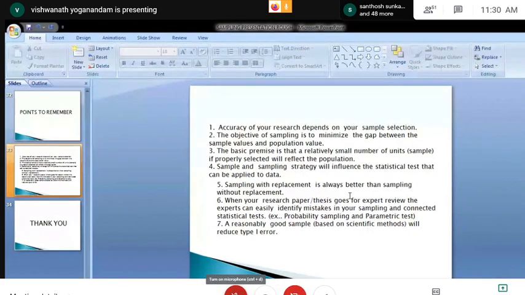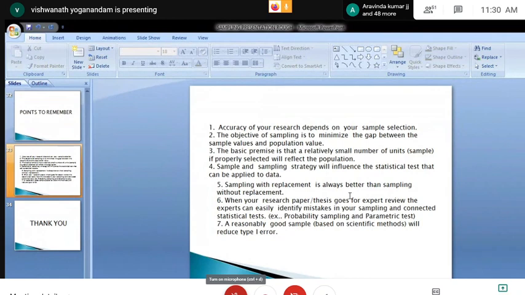Sample and sampling strategy will influence the statistical test that can be applied to the data. As I have already told you, it is easy to find whether the paper is good or not by just checking the test you have used and the sampling technique you have followed. If there is a mismatch, then it means your paper is wrong.